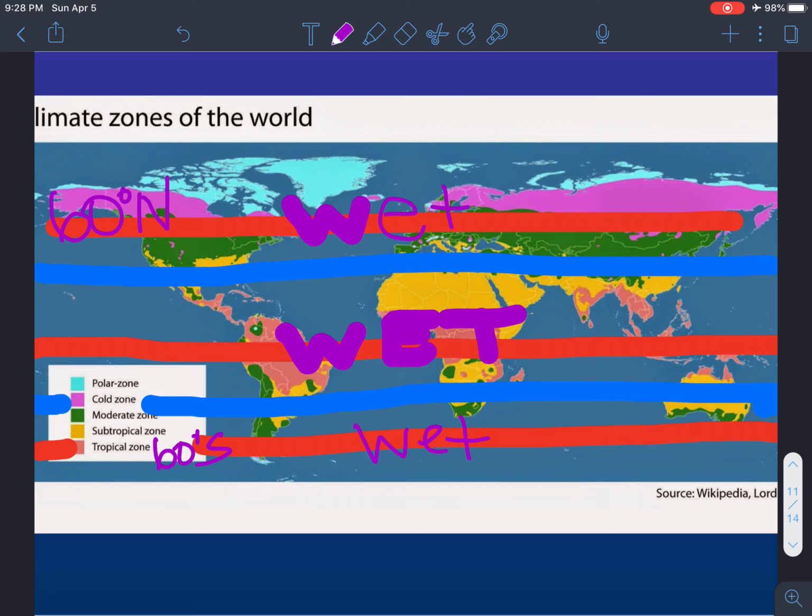If you look at, I'll change the color, 30 north and 30 south, these are areas that are very dry. And you'll notice this is where we have most of our deserts, specifically this one right here, which is the Sahara Desert. It's exactly on 30 north, which is where high air pressure sinks.